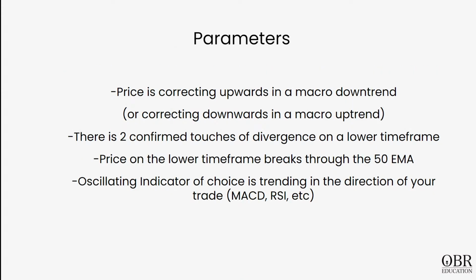So the parameters for this system are: price is correcting upwards in a macro downtrend, and you'll see what I mean a little bit more when we get into examples, or vice versa, correcting downwards in a macro uptrend. There are 2 confirmed touches of divergence on a lower time frame. Price on the lower time frame, where that divergence is, breaks through the 50-period exponential moving average, and the oscillating indicator of choice is trending in the direction of your trade.